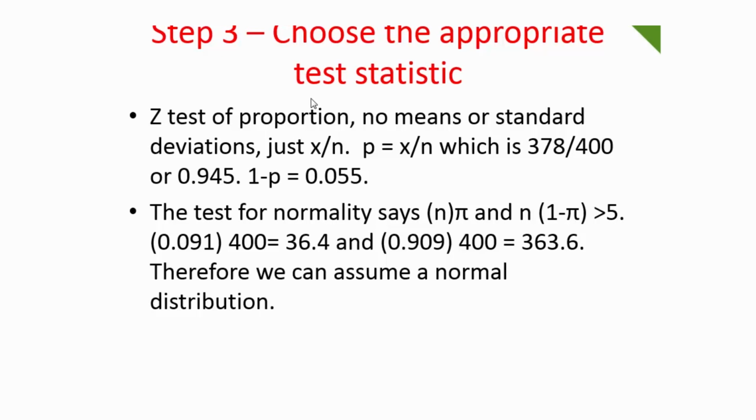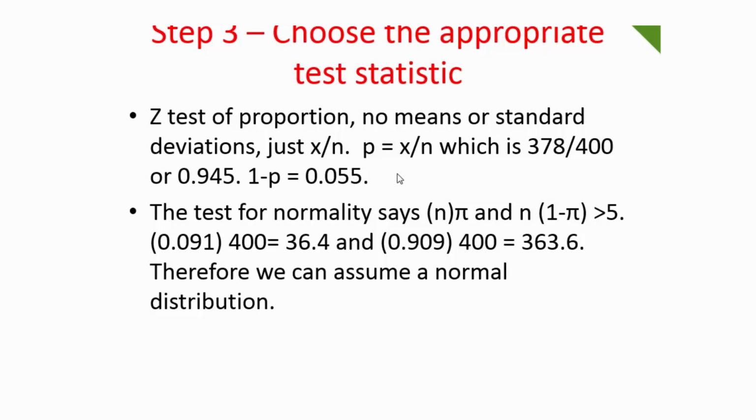The z-test of proportion is what I want to use because there are no means or no standard deviations talked about. The only information we have in the problem is x over n. So P, which is x over n, is 378 over 400, or 0.945.